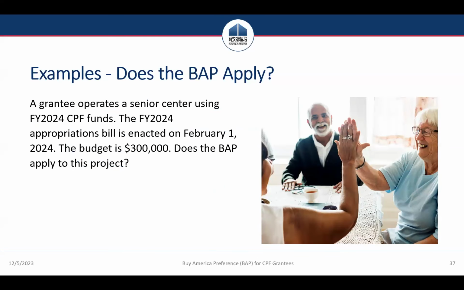A grantee operates a senior center using FY24 CPF funds. The FY24 appropriations bill is enacted on February 1st, 2024. The budget is $300,000. Does the BAP apply to this project?